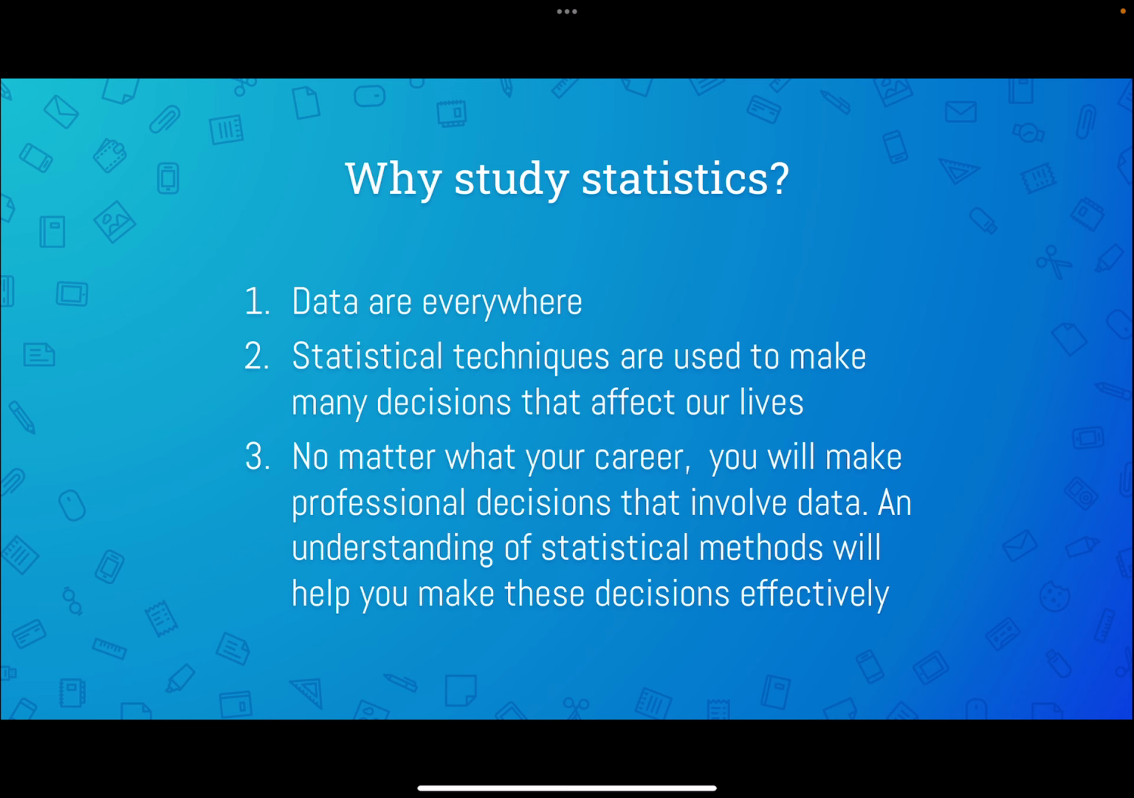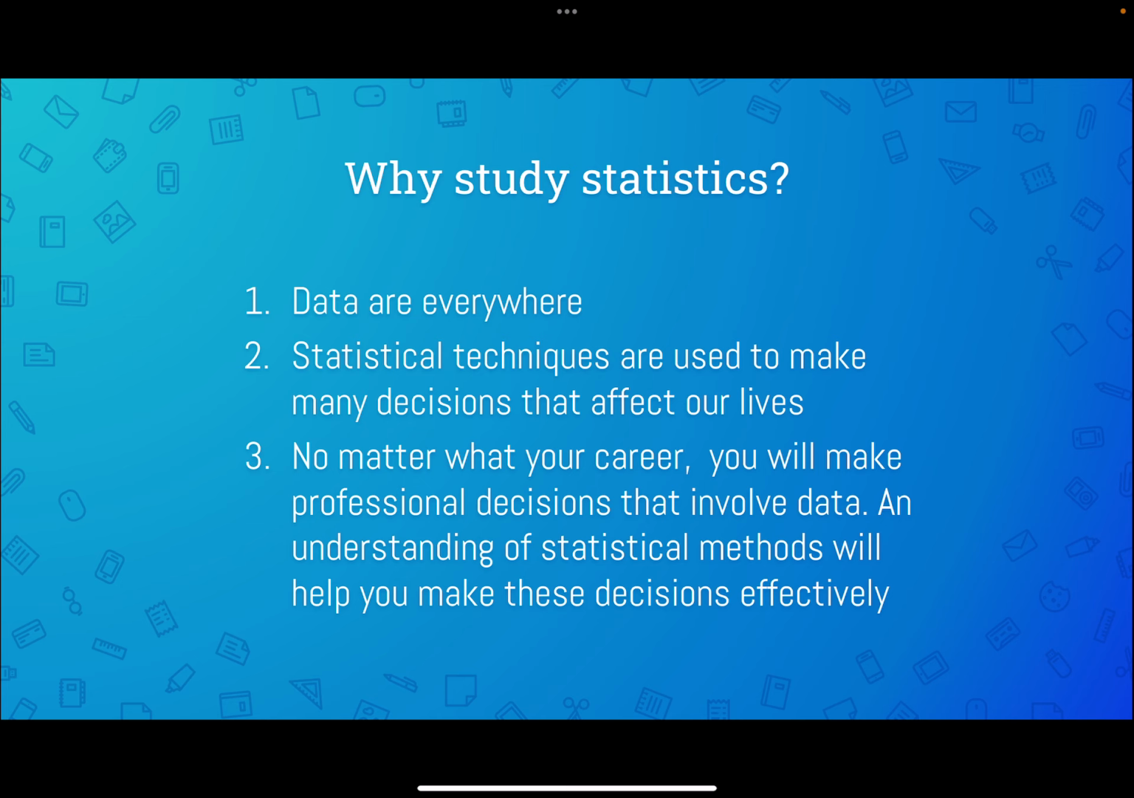Why do we study statistics? Data is everywhere. You can see it all the time. We can see it in our phones for how many steps we do. We can see it on our smartwatches. You can see it again on your phones, on how many apps you use and how much time you use it. You can see it in sports. You can see it in grades. You can see it everywhere.